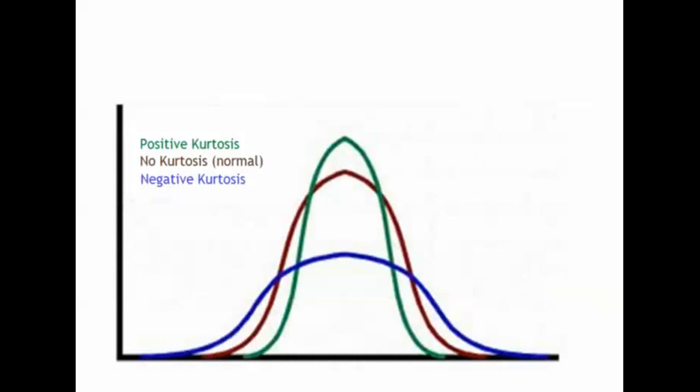Here, I think this is a good picture right here. I got this from a website. This blue line is a negative kurtosis. This red line right here is a normal distribution, and this green line here is a positive kurtosis.